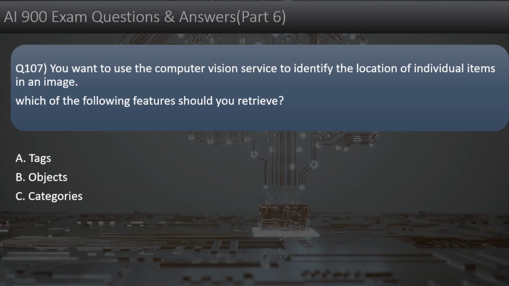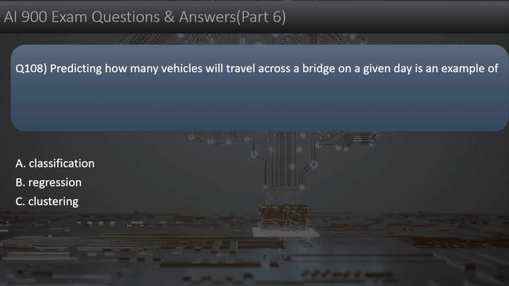You want to use the computer vision service to identify the location of individual items in an image. Which of the following features should you retrieve? Option A, tags. B, objects, and C, categories. The correct answer is option B, objects. Predicting how many vehicles will travel across a bridge on a given day is an example of A, classification, B, regression, C, clustering. The answer is regression, as vehicles we have to count and the numeric values come under regression.